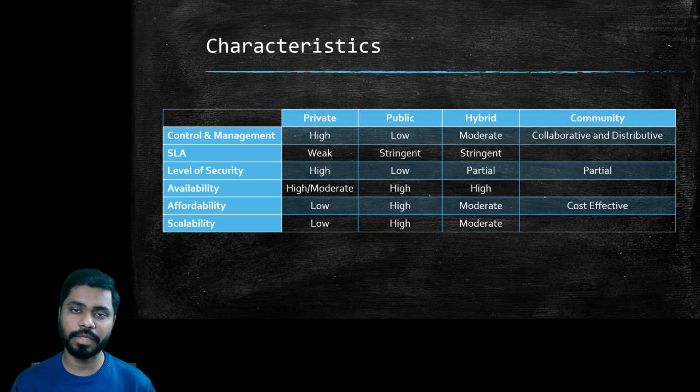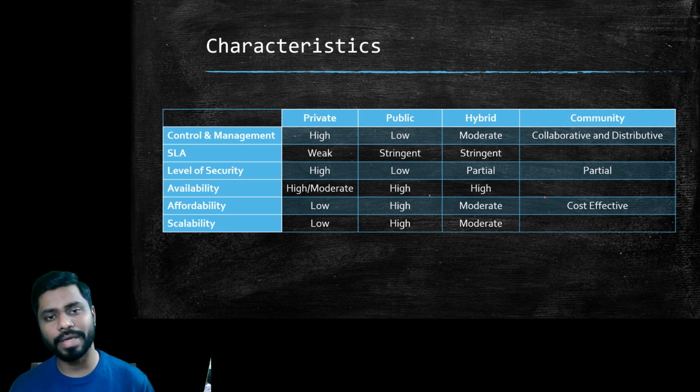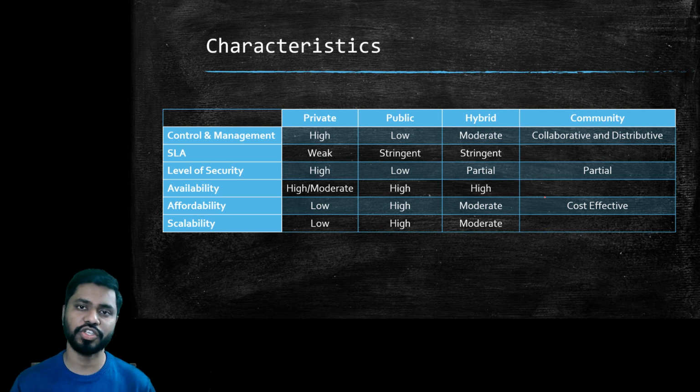Now from the affordability perspective, in private, it becomes more costly. It's not that affordable, because you need to maintain it and you need to procure it. It's highly capex intensive, with a high cost of capital. Whereas public has very low cost, which means more people can afford it, so high affordability. Hybrid, again, it's a combination, so it's moderate. Community is cost effective, because you are sharing with other fellow organizations.